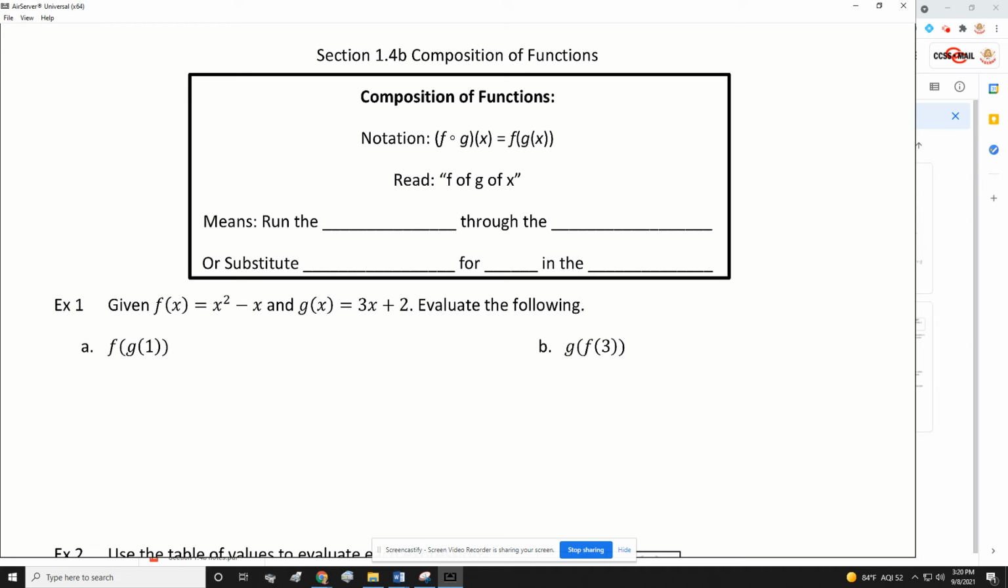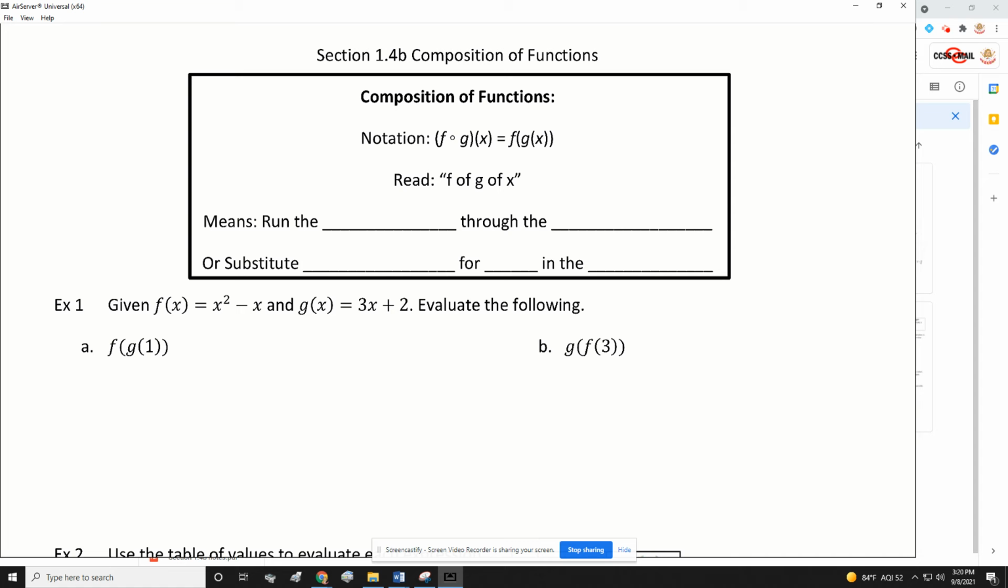Right, so the rest of section 1.4 is going to be on composition of functions. There's some new notation that you may or may not have seen, maybe on the ACT, but I don't think you've seen it in a previous math class. For composition, you can see this little circle right there that means composition, or you can have parentheses. But both of these are read f of g of x.